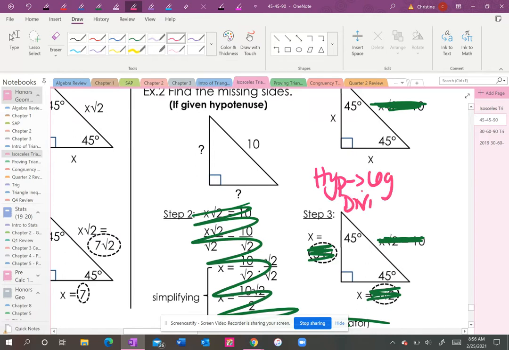You divide by root 2. So I'm going to change this because I don't like this problem for an example. Let's do an easy example, and let's say that this is 3 root 2. Technically, what you're doing is 3 root 2 divided by root 2. Root 2 divided by root 2 is just 1. So you have 1 times 3, which is just 3, and then 3. This is your easiest case scenario when you have a root 2 on the hypotenuse.